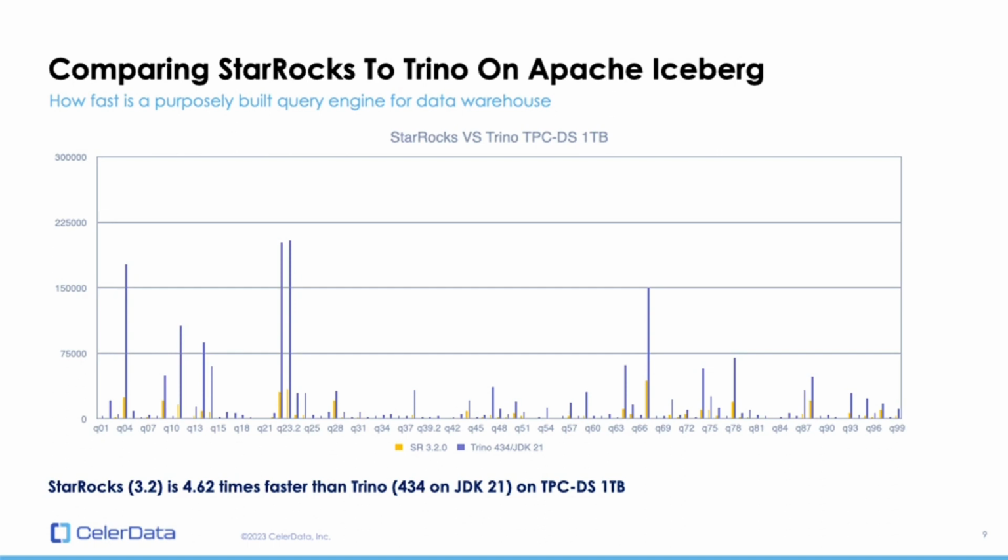StarRocks 3.2 is almost 5 times as fast as Trino on JDK 21, which is supposed to take advantage of all the new features of JDK 21, like auto SIMD. But StarRocks is still almost 5 times faster than Trino.